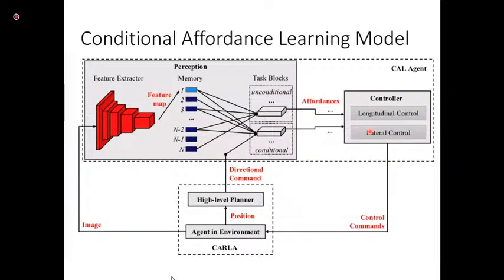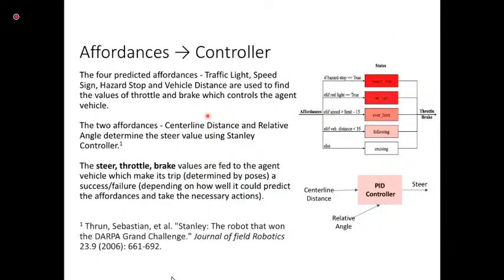Okay, and these task blocks are basically feed forward layers. We have played around with it, but typically these are like 2-layer feed forward networks, with some thousands of nodes in the hidden layer. Okay, and now how does the controller predict the affordance?